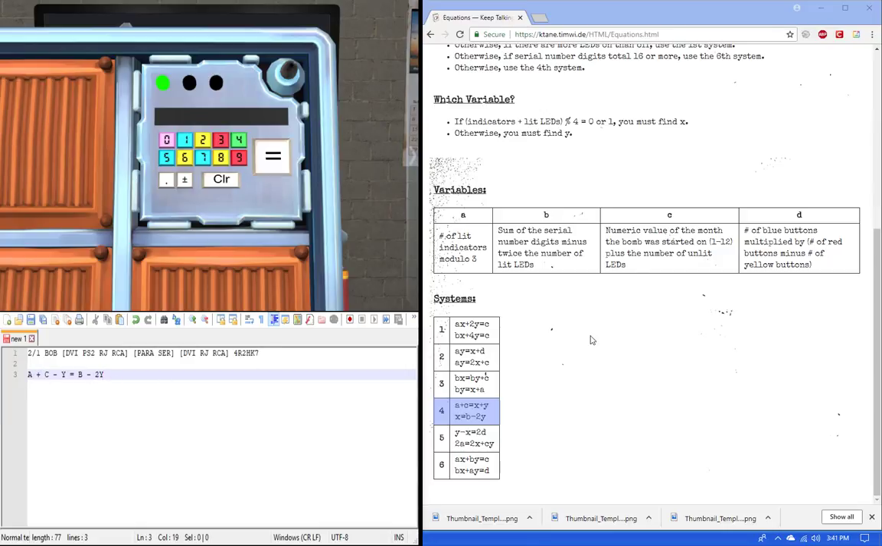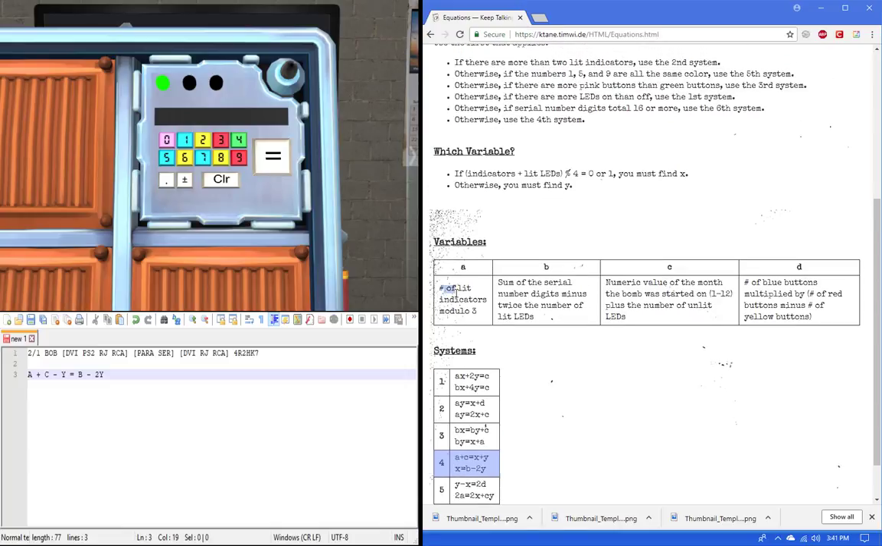And there are 3 variables to think of. So a is the number of lit indicators, modulo 3. Number of lit indicators, we have 1. 1 modulo 3 is 1. Then we have b, which is the sum of the serial number digits minus twice the number of lit LEDs. So the sum of the serial number digits is 13, minus twice the number of lit LEDs. We have 1 times 2 is 2. That's going to give us 11. So it's going to be an 11 there.